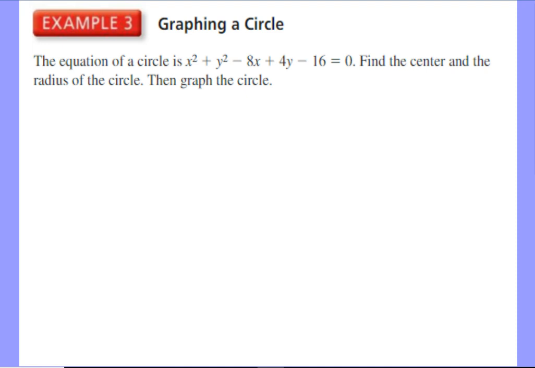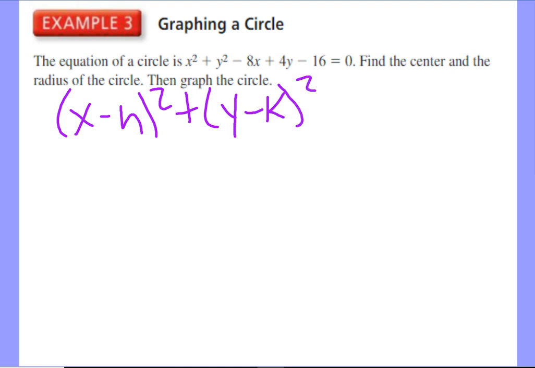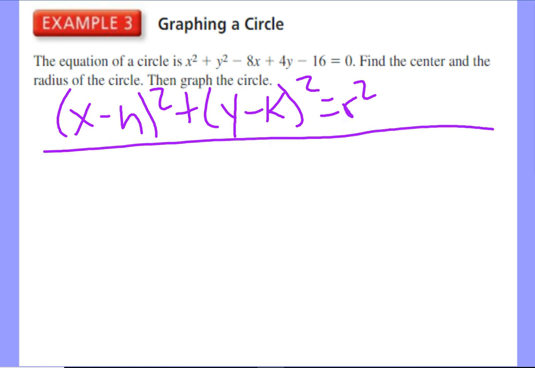So as we notice here, in this example, we have an expanded form of an equation. This definitely is not in standard form. Remember, our standard form of our equation is (x - h)^2 + (y - k)^2 = r^2. The goal is to get it into standard form so we can easily identify the center and the radius of the circle. We're in expanded form right now, so we have to take this form and turn it into this. So, how is this possible?